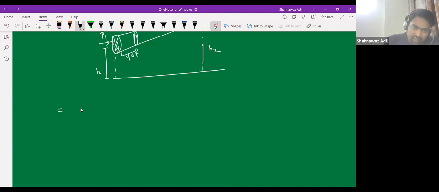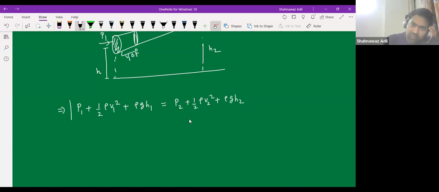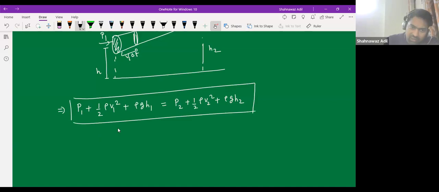What was Bernoulli's principle? It stated that P1 plus half rho v1 square plus rho g h1 is equal to P2 plus half rho v2 square plus rho g h2. Right, this was derived, and we stated that P plus half rho v square plus rho g h would be constant.